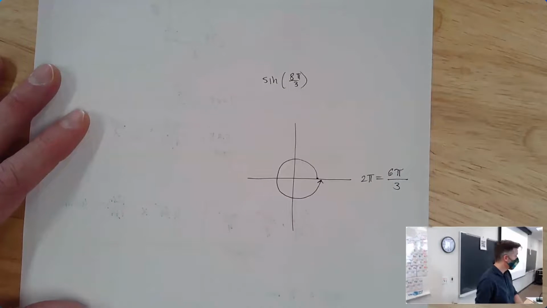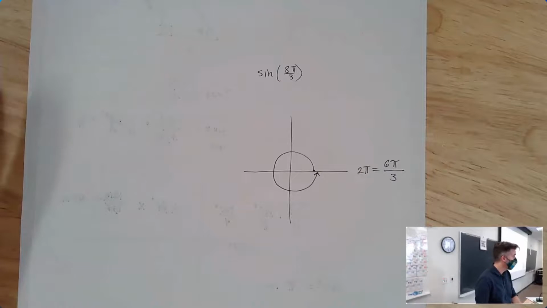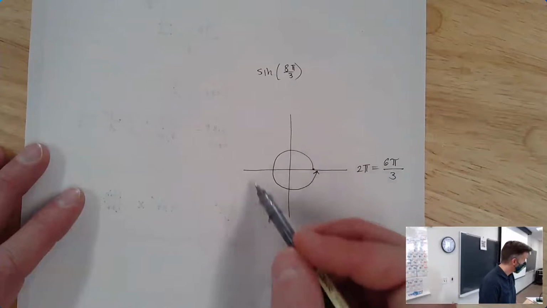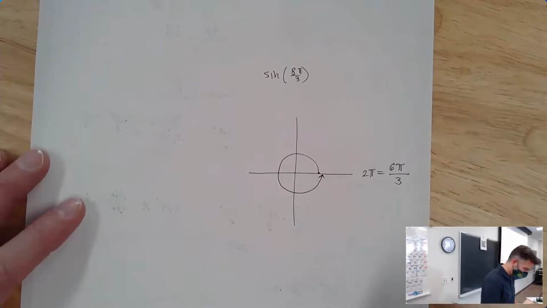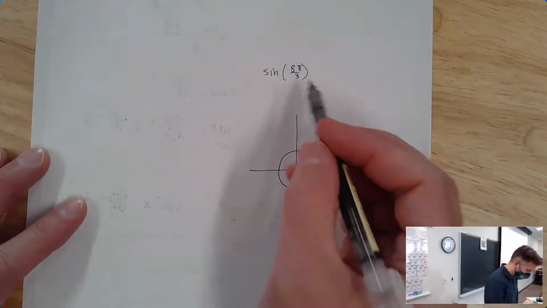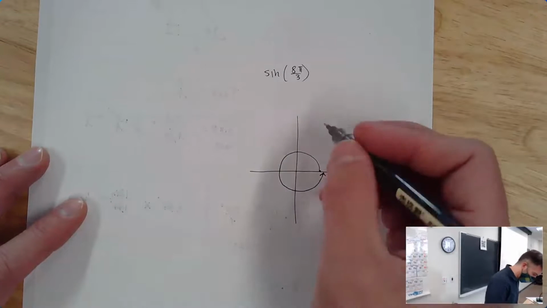I'm multiplying 2 pi by 3 over 3 to get 6 pi over 3, to help me see how much more I need to go. I've gone 6 pi over 3, right? That's where the 3 comes from. I'm multiplying by 1. Okay, gotcha. And then I need 8 pi over 3, so I'm going to go another 2 pi over 3.